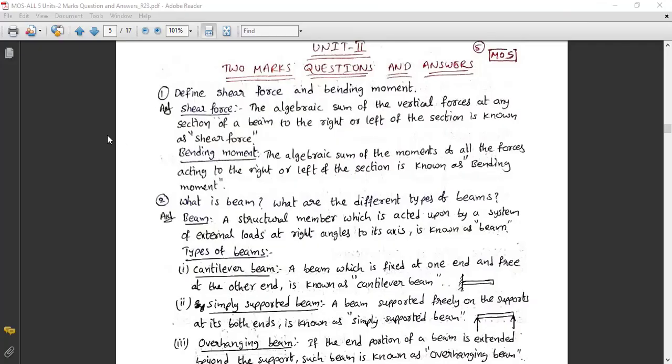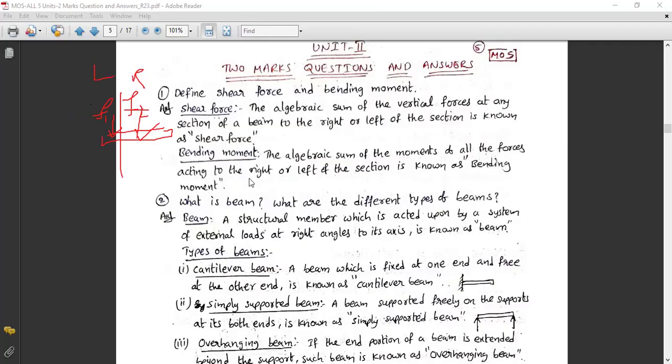So all these vertical forces, for example, if I am taking this beam, and the beam is having this force F1 and force F2, then you take the algebraic sum of F1 and F2, all the forces to the right or left section of the beam. You can divide this beam here, and make this the right side of your beam and this the left side. You have to equate them. Then this is called the algebraic sum.